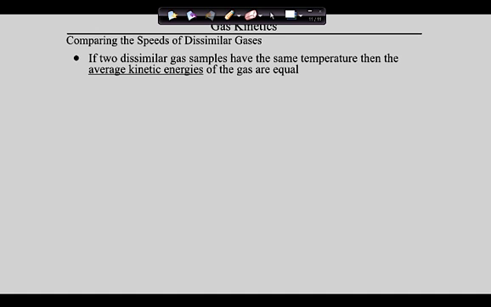If you've got two gases, and when we say dissimilar, we mean different compounds, different types of particles, different elements or compounds. So if we've got two gases and they are not the same gas, if their temperatures are the same, then their average kinetic energies are the same. You guys sold on that? Okay. Volume, pressure, those things don't have to be constant. That's correct. You guys good?